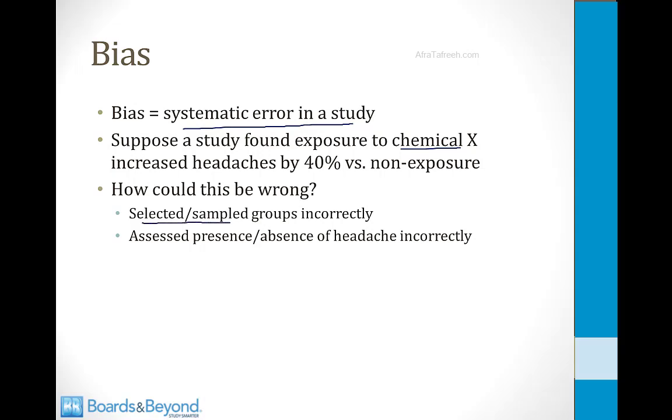Maybe we selected or sampled the groups incorrectly, so the people that we thought were exposed weren't really exposed. Or maybe we assessed the presence or absence of headache incorrectly, so the people that we said did have a headache didn't really have a headache. So what we're going to do in the rest of this module is go through the many different forms of bias that you need to know, especially for step 1, and talk about how they influence the study results.